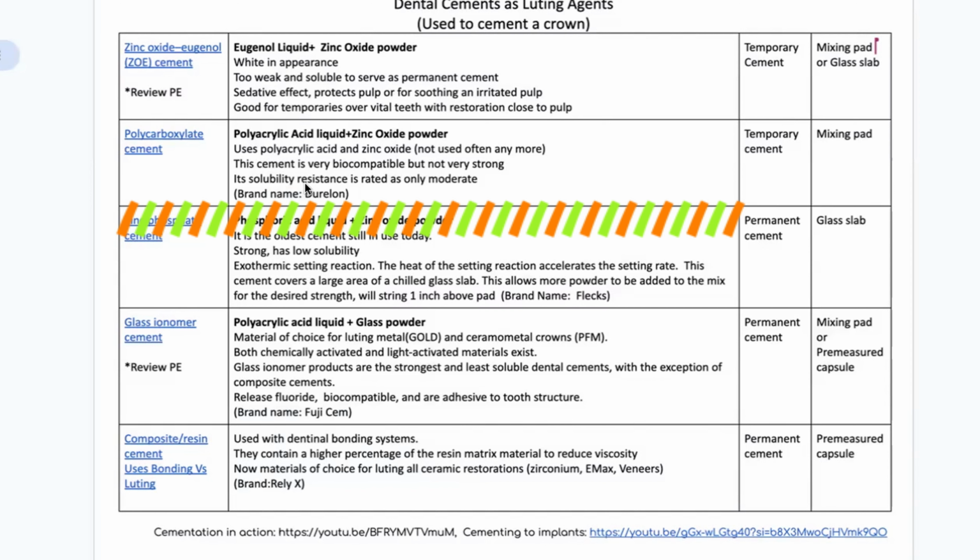Its solubility resistance is rated only as moderate as well, so it will wear away by saliva and spit a little bit easier. If you've worked in dentistry a long time, you might know it by the brand name Duralon. So that is polycarboxylic acid. Let's see how it is mixed here in this video.